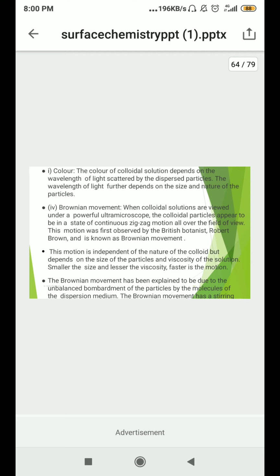Next, this motion is independent of the nature of the colloid but depends on the size of the particle. A very important point to notice is that Brownian movement is basically independent of the nature of the colloid, but the particle size is very important, and so is the viscosity, that is, how thick the solution is. So it depends on two important points that you need to remember for Brownian movement: first is the viscosity of the solution, second is the particle size. And Brownian movement is explained to be due to the unbalanced bombardment of the particles by the molecules of the dispersion medium.